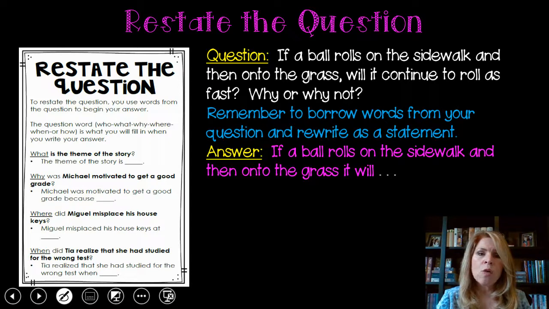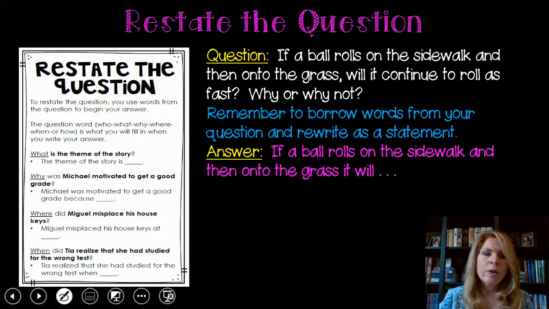So we're going to start out by restating our question. So remember, when we restate the question, we have to use our own words from the question to begin the answer. Then the question word, who, what, why, when, or where, or how is what we fill in when we write the answer. So for some of the examples on your anchor chart, and you have these anchor charts in your packets, and they're also online to refer to them.